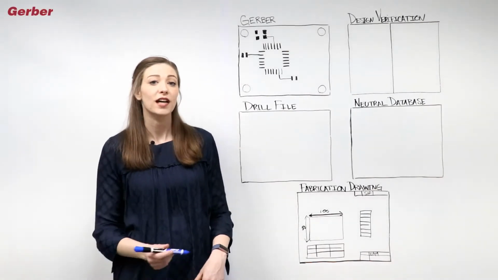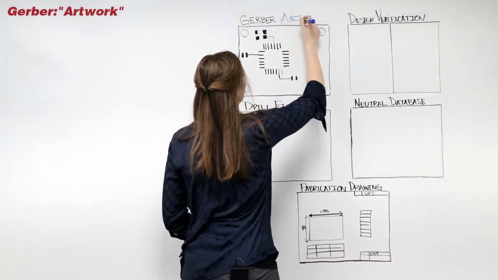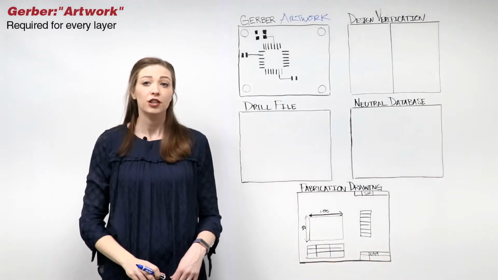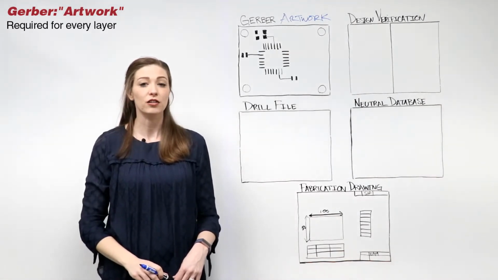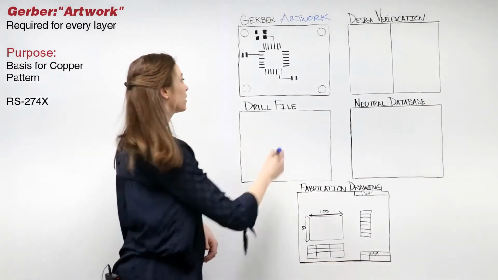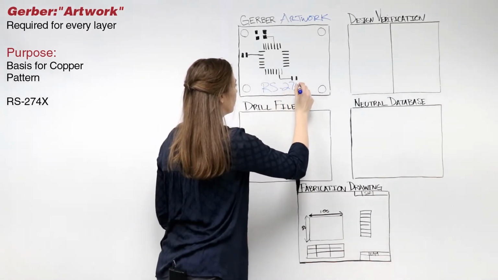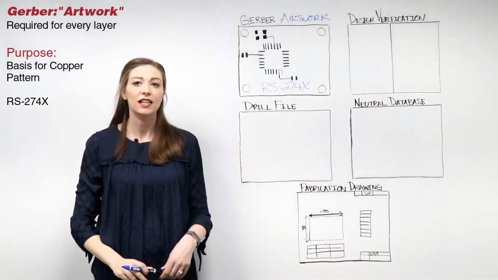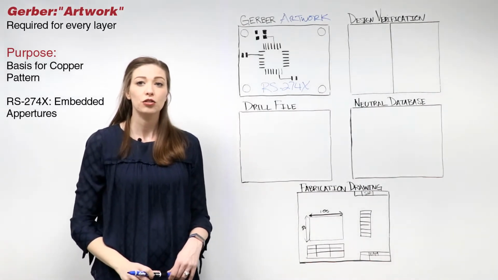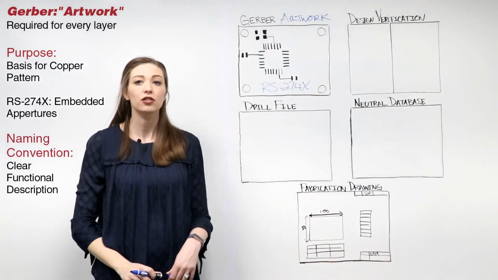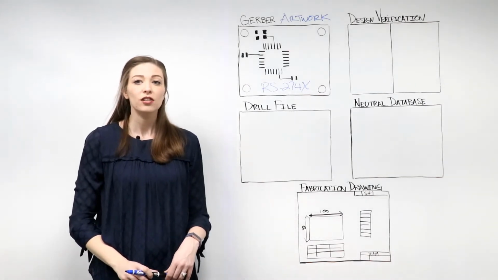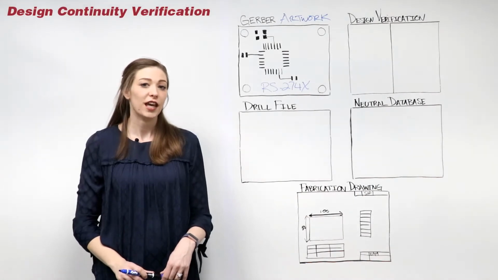Gerber data is referred to as the artwork, and should be completed for each layer. Your PCB software should be able to output these files, which will become the basis for the copper pattern. Make sure to select the RS-274X as the output. This option utilizes a special technology known as embedded apertures to create the artwork shapes. Please note you should give each artwork layer a name that is a clear functional description, communicating its purpose without actually viewing the document.